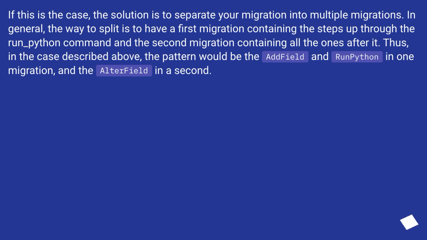If this is the case, the solution is to separate your migration into multiple migrations. In general, the way to split is to have a first migration containing the steps up through the RunPython command, and the second migration containing all the ones after it. Thus, in the case described above, the pattern would be the AddField and RunPython in one migration, and the AlterField in a second.